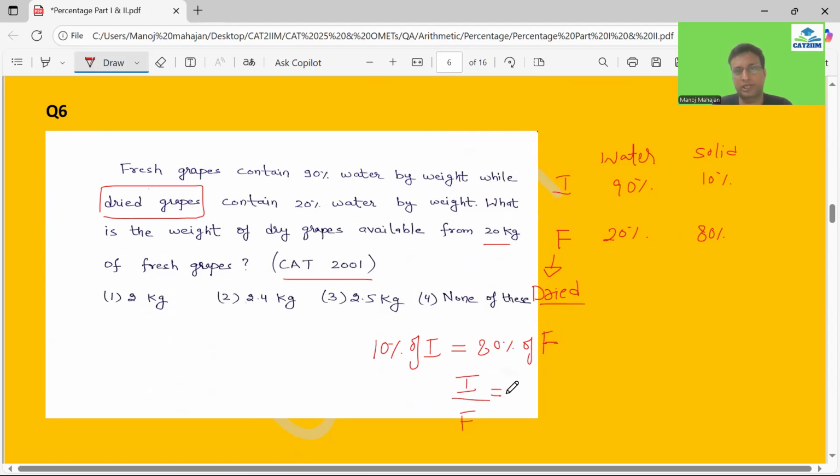So what is the ratio we got over here? Initial upon final is 8 upon 1, simplifying. So this time the difference is not known, but you know the value of 8, that is 20, which is given out here. So if 8 is 20, you can use the unitary method. So 20 by 8 would be 1 unit, which is the weight of the final, or you can say the dried grapes. So that is 2.5. So that is your option number 3. The wonderful question which we have done with ease, and such questions you would surely be able to do with ease if you follow the concept that finally you equate the solid part, which is the same initially and after also.